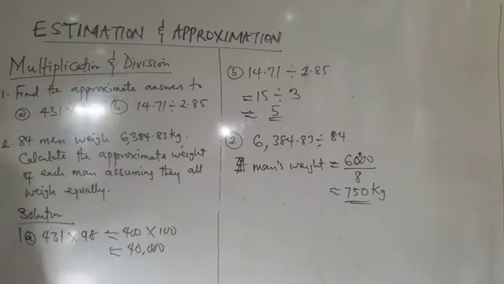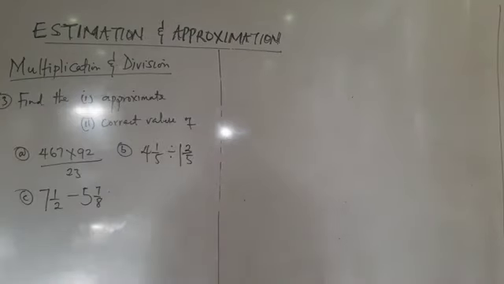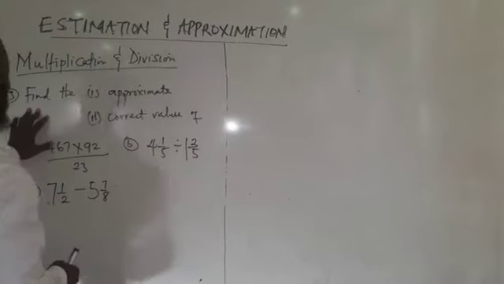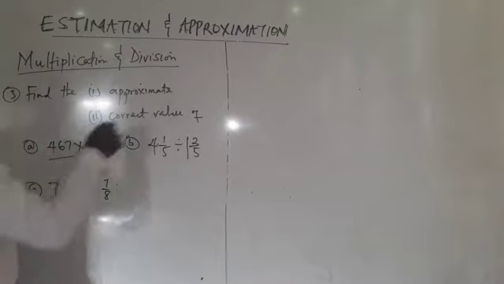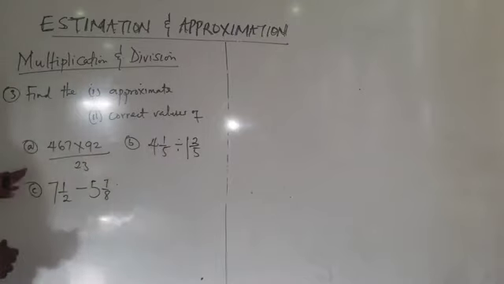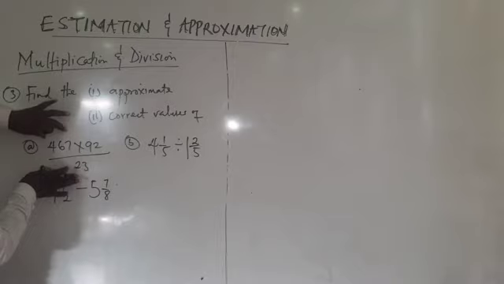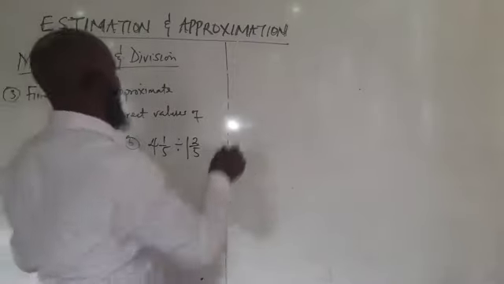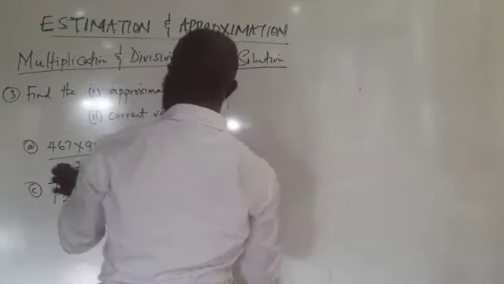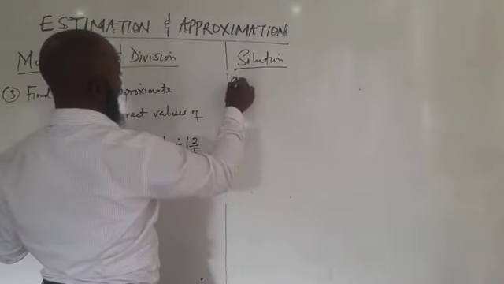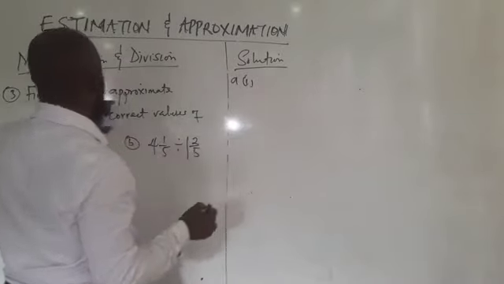Let's look at one more example before we end this video on estimation and approximation. This is the last example here. It's possible you have an example that asks you to find the approximate and correct value of the following. We're going to find the approximate answer and also the correct answer. So we're going to have two answers on each of them.